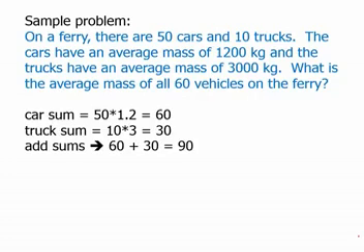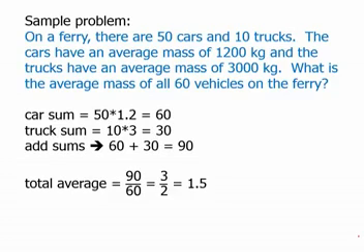We add up the sums. The total sum is 90. And we have a sum of 90, and we want the average over all 60 vehicles. Well, 90 divided by 60 is 3/2, or 1.5. And again, that is the mass divided by 1,000, so we just multiply by 1,000 again. 1,500 is the answer. 1,500 is the average mass of all 60 vehicles on the ferry.